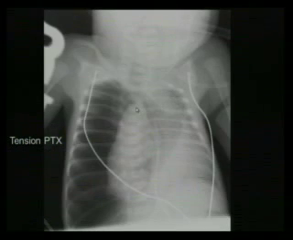Here is a tension pneumothorax. This is a hyperlucent, hyperexpanded left hemithorax compared to the right. This is the collapsed right lung. This is an emergency, a second intercostal space. They need to put a needle in there in the midclavicular level and then put a chest tube in. These babies can get poor venous return back to the heart, and they can, adult or child, die.